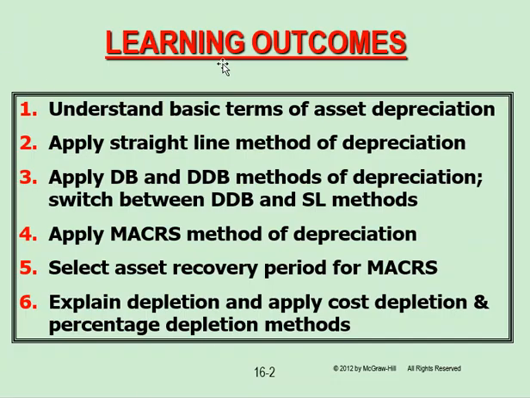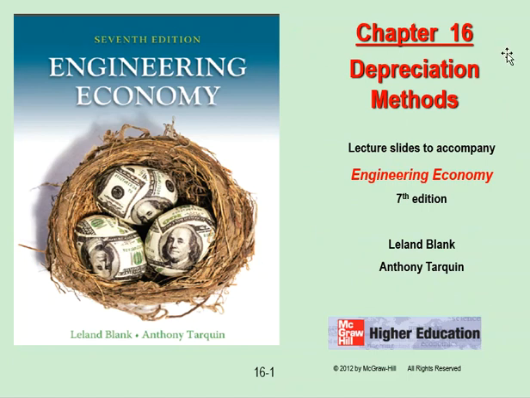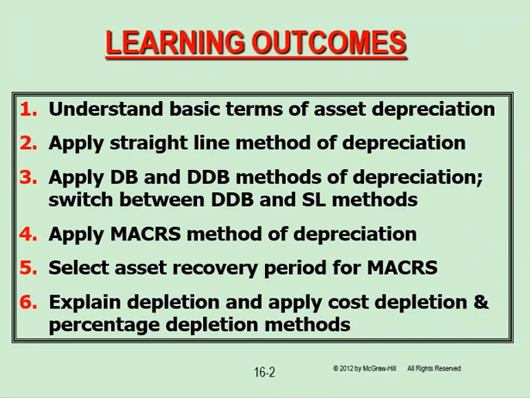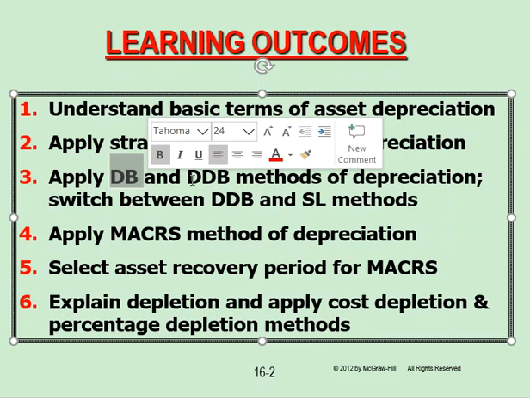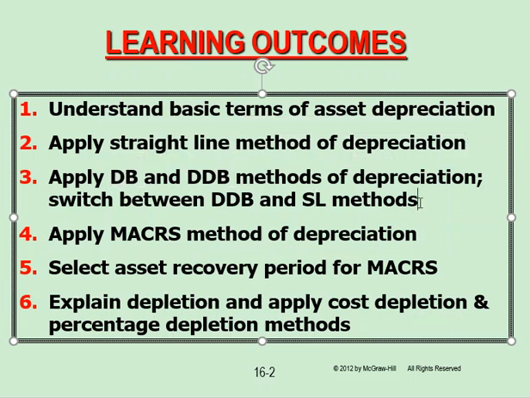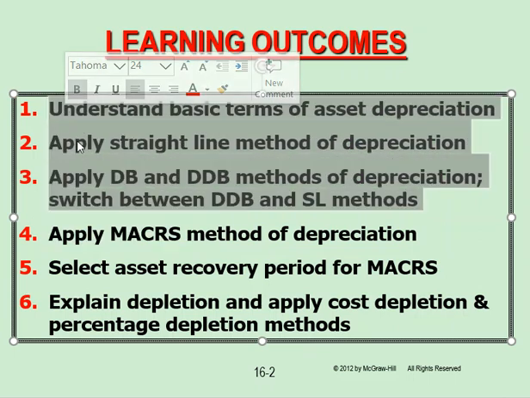So the chapter is about depreciation. Okay, this is chapter 16. And usually depreciation is very helpful when we are applying for taxes and trying to get our asset depreciation organized. What we're going to be talking about is the straight line method. We're going to talk about DB and DDB. Those are the main topics that we are going to discuss.